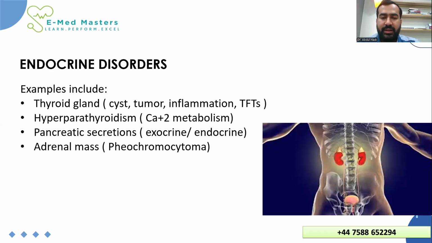Then there are the endocrine disorders. Examples include endocrine disorders like the thyroid gland. This is the examiner's most favorite gland. They will ask about the cyst of the thyroid gland, the tumor of the thyroid gland, inflammation, and the thyroid function tests.